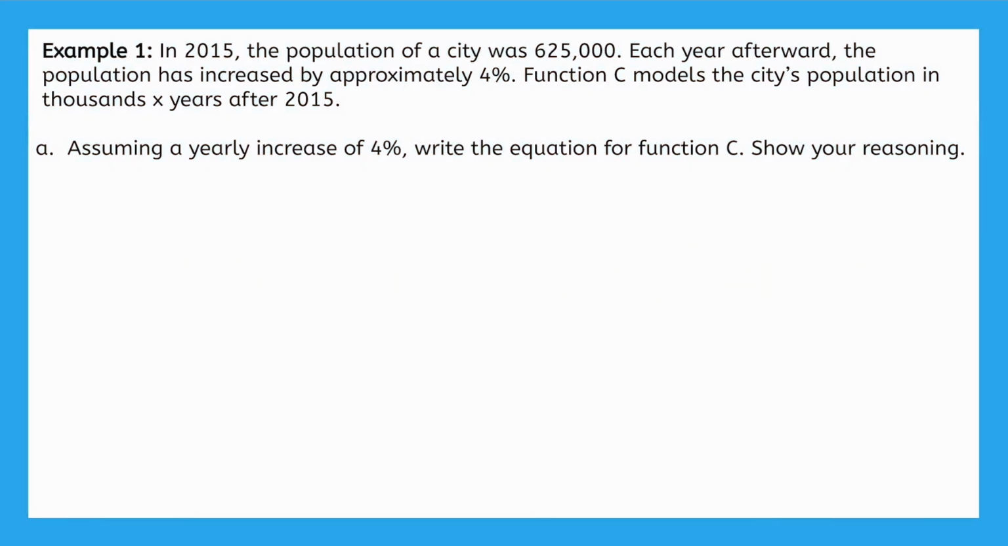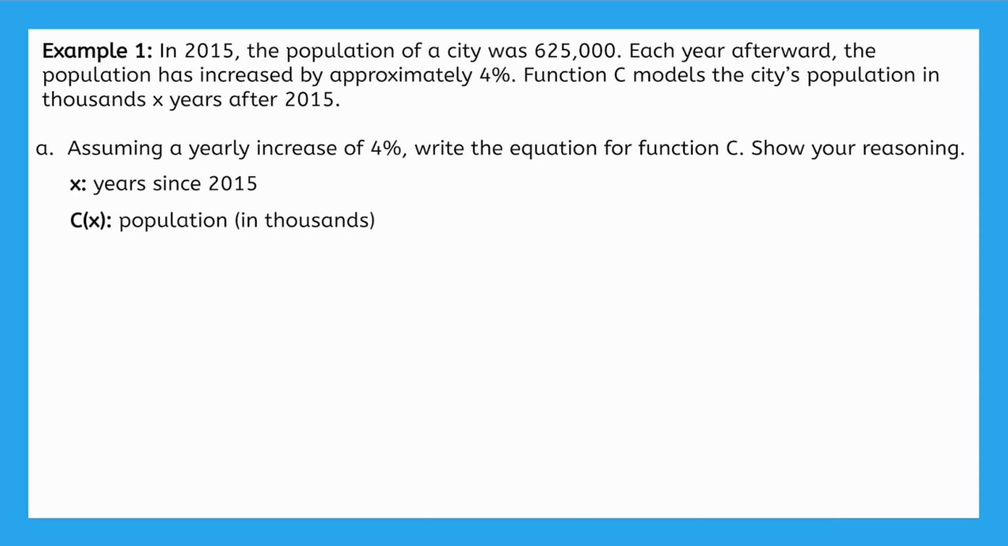Here's example 1. In 2015, the population of a city was 625,000. Each year afterward, the population has increased by approximately 4%. Function C models the city's population in thousands x years after 2015. Part A says, assuming a yearly increase of 4%, write the equation for function C. Show your reasoning. Since function C will model the city's population in thousands after x years, the input x will be the years since 2015, and the output c of x will be the population in thousands.